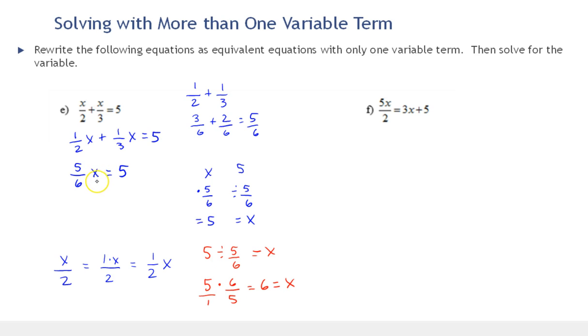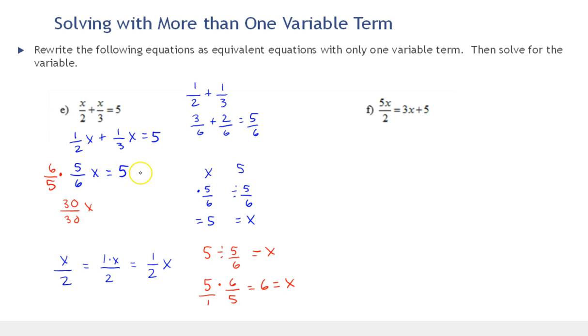Now remember, our goal is to get 1x. We know what 5/6 of an x is equal to. We want to know what 1x is equal to. So what would we multiply this by? Well, if we multiply by 6/5, notice you can multiply across if you want to. Let's do that just to make it more comfortable. 6 times 5 is 30. 5 times 6 is 30.